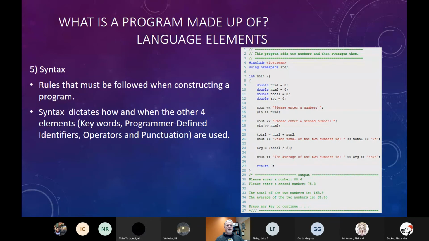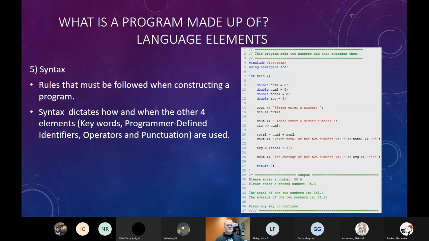And the final part is syntax. Syntax is the rules that must be followed when constructing a program. This is a key thing that might be asked on tests. Syntax dictates how and when you use the other four elements.